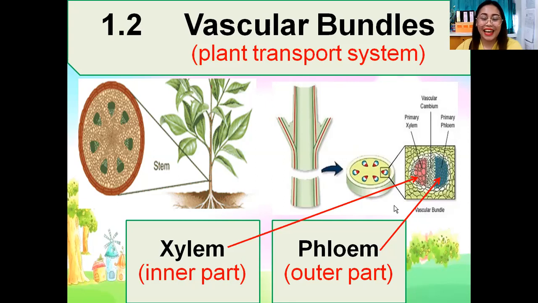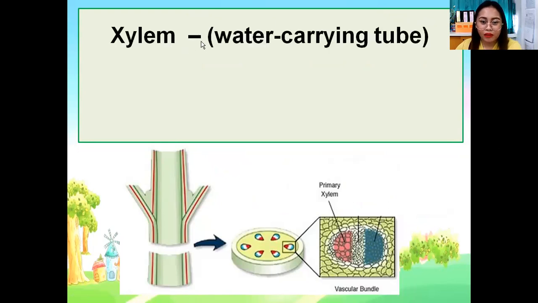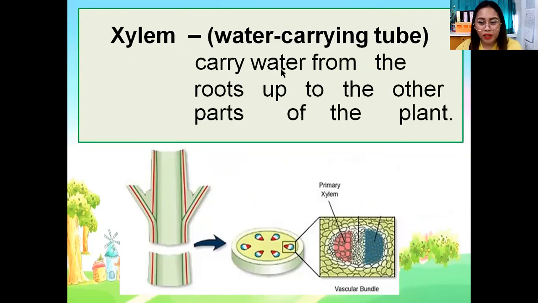All right, understand? Now let's move on. So what do you think is xylem? Why does the stem have xylem? Xylem, or what we call the water carrying tube. Again, xylem or water carrying tube. Xylem carries water from the roots up to the other parts of the plant.